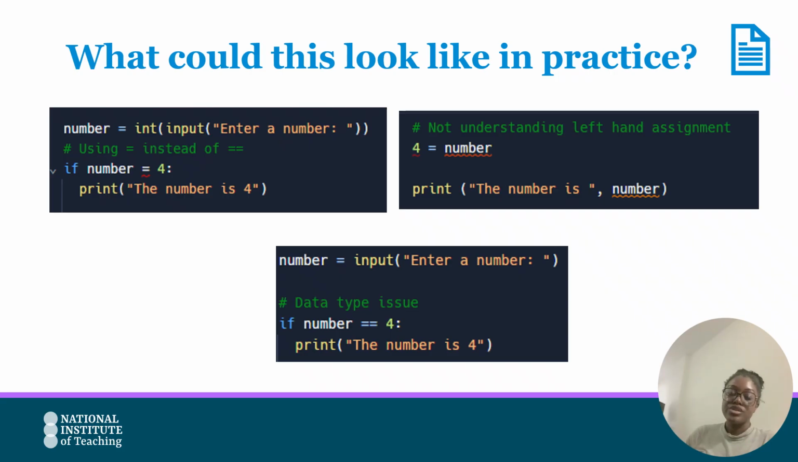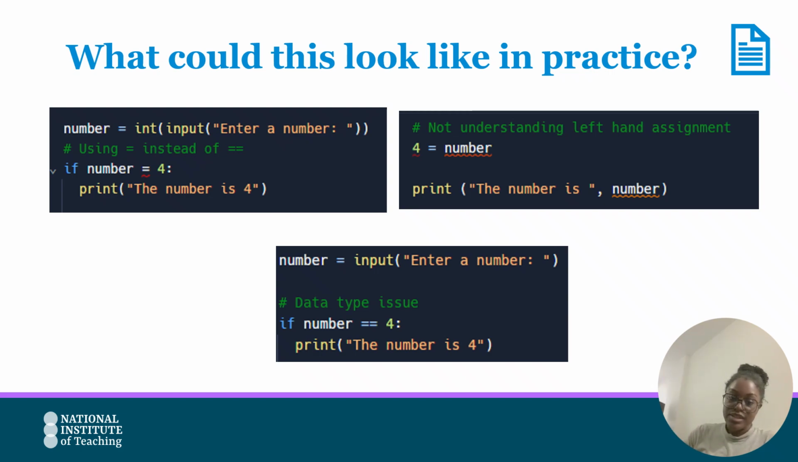Again, when students initially start coding, assignment operators can often be confused with comparison operators. So one equal sign being an assignment, two being a comparison. And that second one, so the top right, not understanding left-hand assignment, which is really common as well. So not understanding that our variable name or a constant name should be prior to the data.